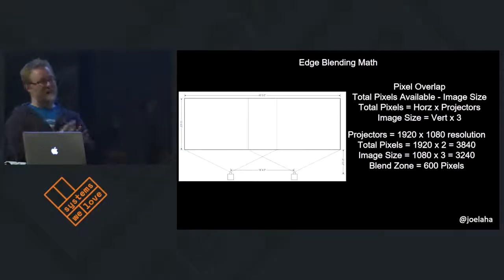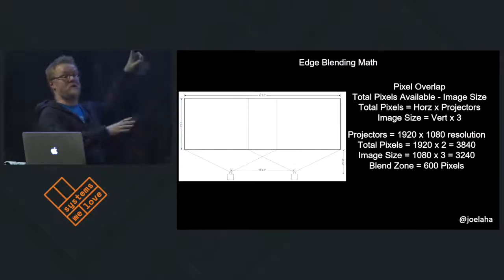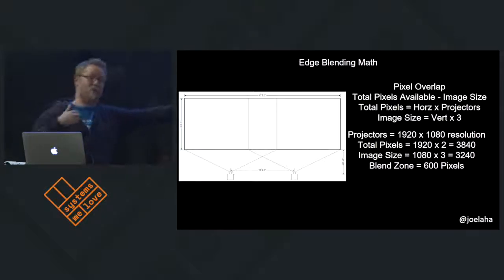And the way you calculate that overlap is this right here. It's basically you take the horizontal resolution of the number of projectors to get your total pixels available. And then you get the pixels required for the image, because we're working with a 3:1 aspect ratio. It's a 15 tall by 45 foot wide screen.